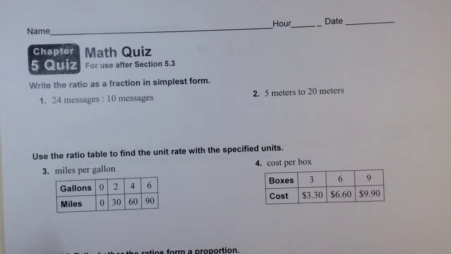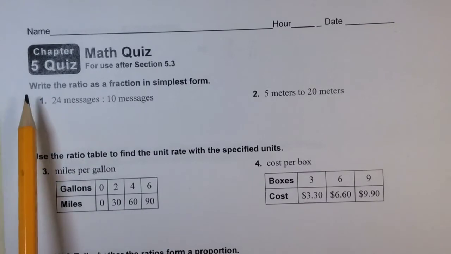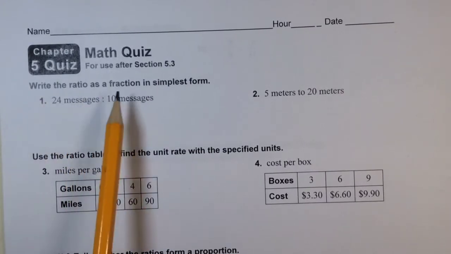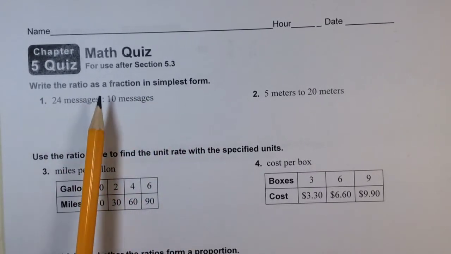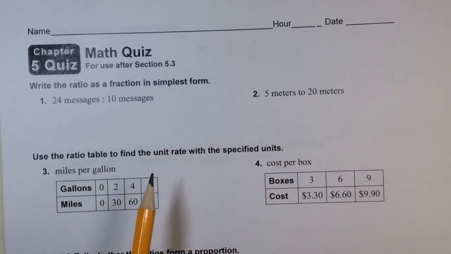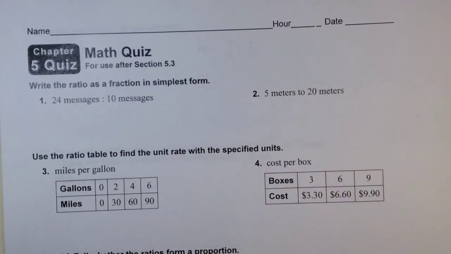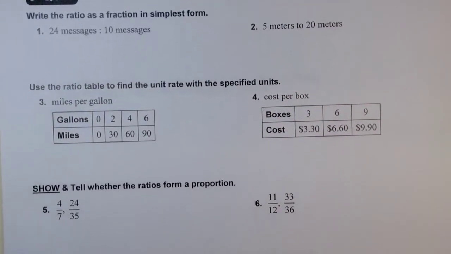Okay, so this is the Chapter 5 quiz, using it after 5.3. For 1 and 2, it says write the ratio as a fraction in simplest form. So it's the first thing over the second thing, simplified. If they're not simplified, they'll be wrong.